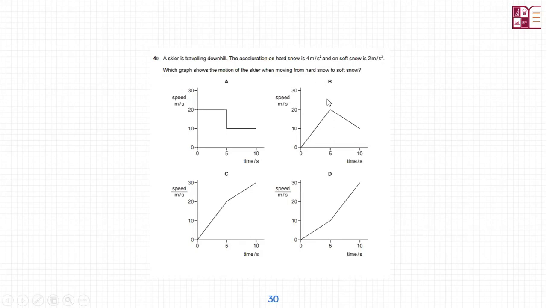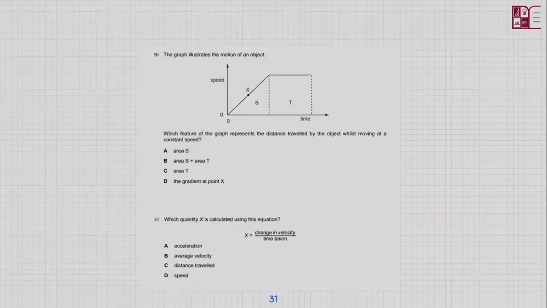It would not have been B because this is deceleration. And if this was minus 2 meters per second square, then the answer would have been B. But this is plus 2, which means that the speed is increasing. So C is the correct answer for this. Moving on to the next.